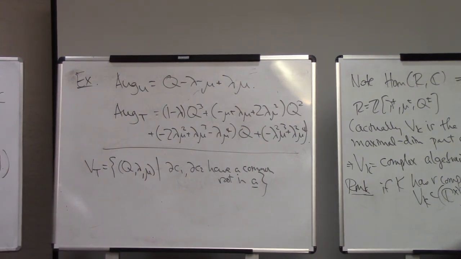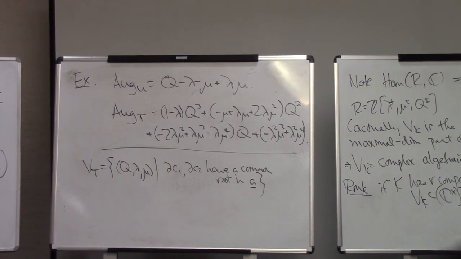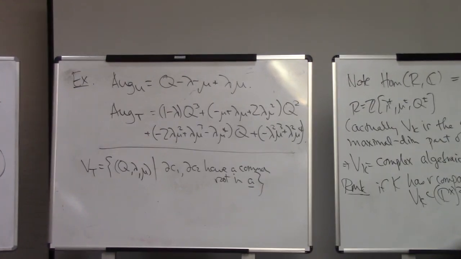Okay, so I think this is a good place to stop. And then tomorrow I'll talk about what this augmentation variety means and what it has to do with the HOMFLY polynomial. Any questions?